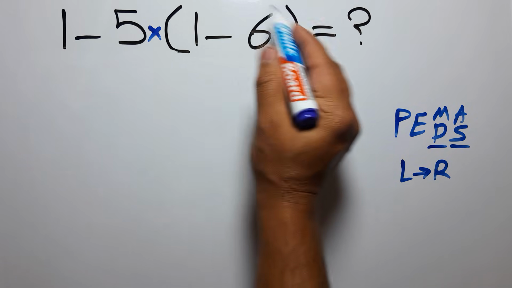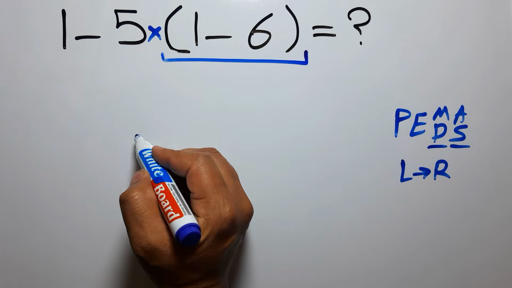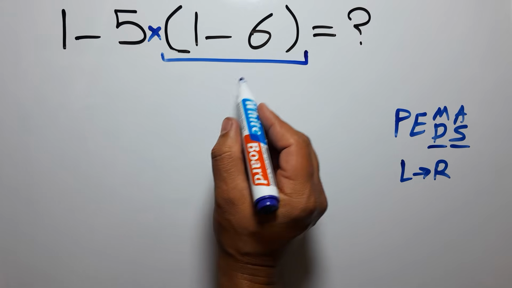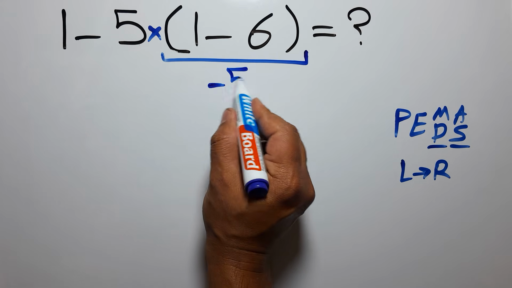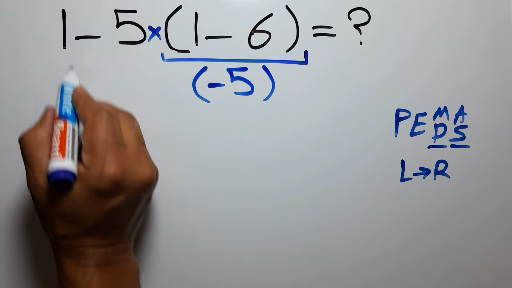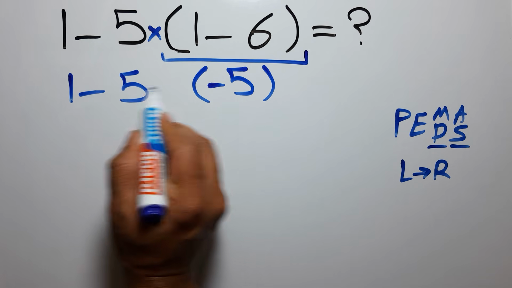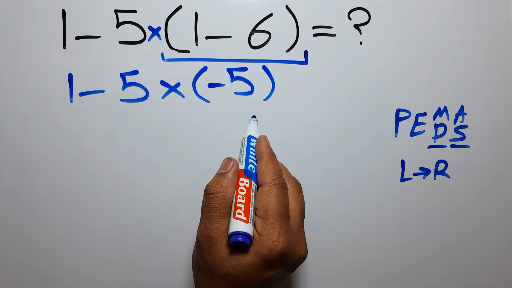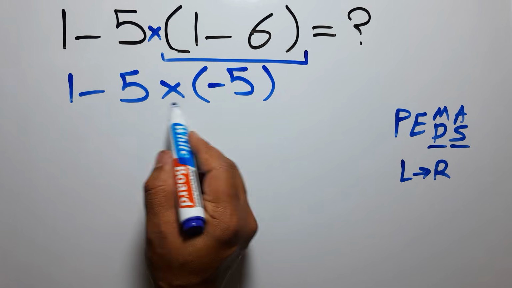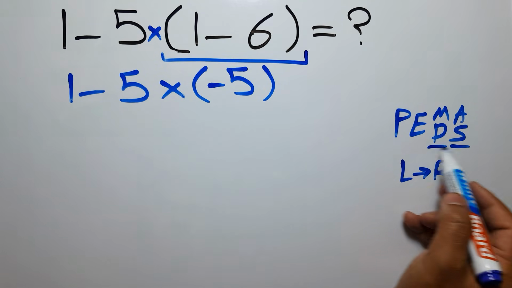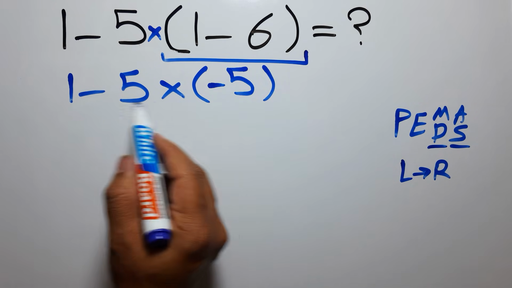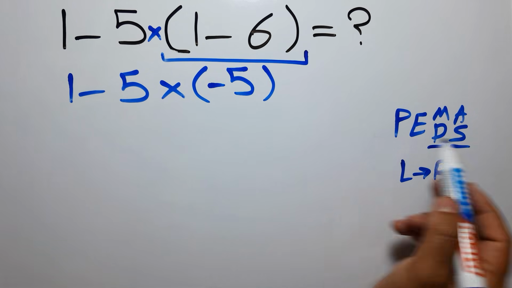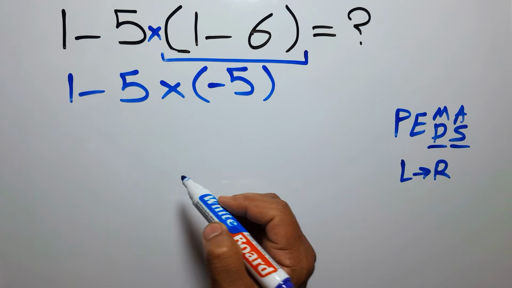So first we have to do this parenthesis. Inside this parenthesis we have 1 minus 6, which equals negative 5. So we have 1 minus 5, then times negative 5. Now in this expression we have one subtraction and one multiplication. According to the PEMDAS, multiplication has higher priority than subtraction, because multiplication comes before subtraction.